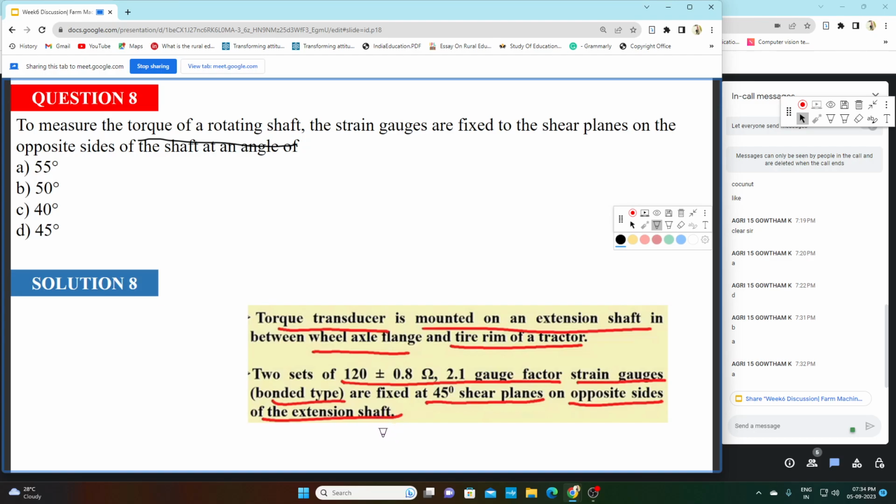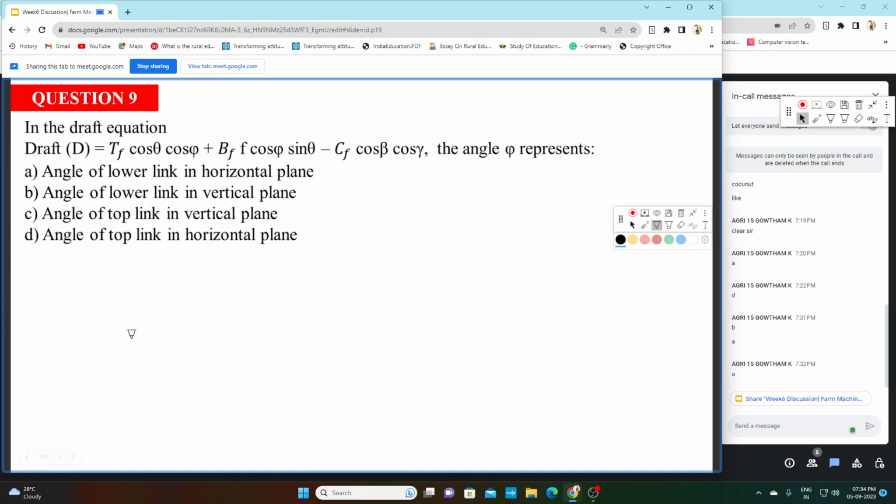So in case of measuring the torque of the rear wheels, we are using the torque transducer in between the extension shaft of the wheel flange and the rim of the tire. And we are placing the torque transducer. How we are making it? We are making it by strain gauges that are fixed at 45 degree shear planes on the opposite side of the extension shaft. So this is a pure theoretical type question. So answer will be D. Okay, so D is your correct answer. Now let me move to the next question.